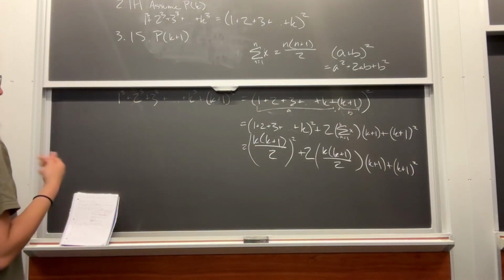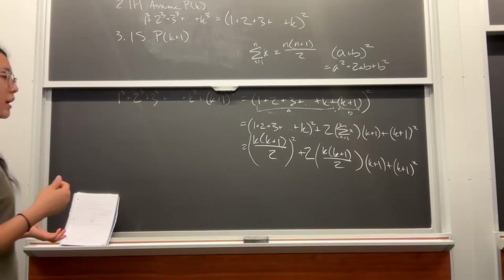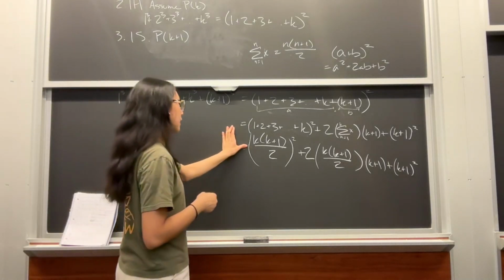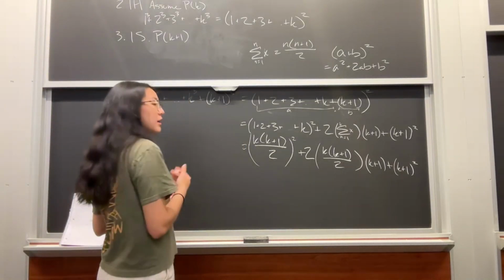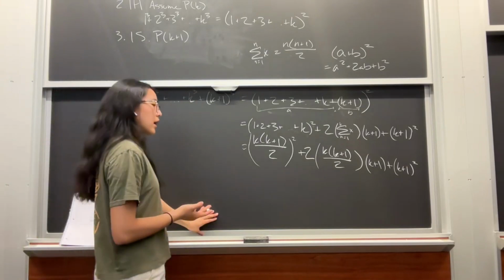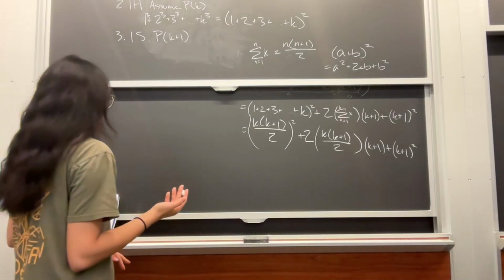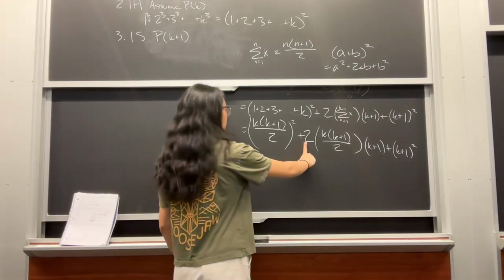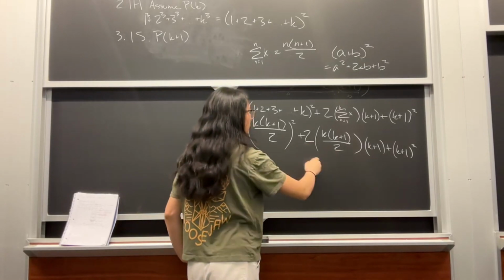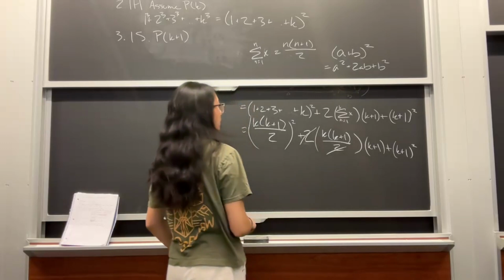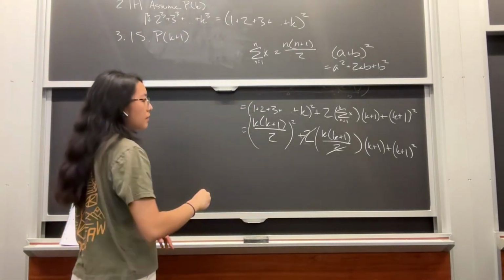So what I want to do next is see if there are any things that I can cancel or any fractions that I can simplify. And I actually am seeing one where we can cancel out this 2 in the numerator and this 2 in the denominator. So we get rid of that, and we no longer have a fraction right there.